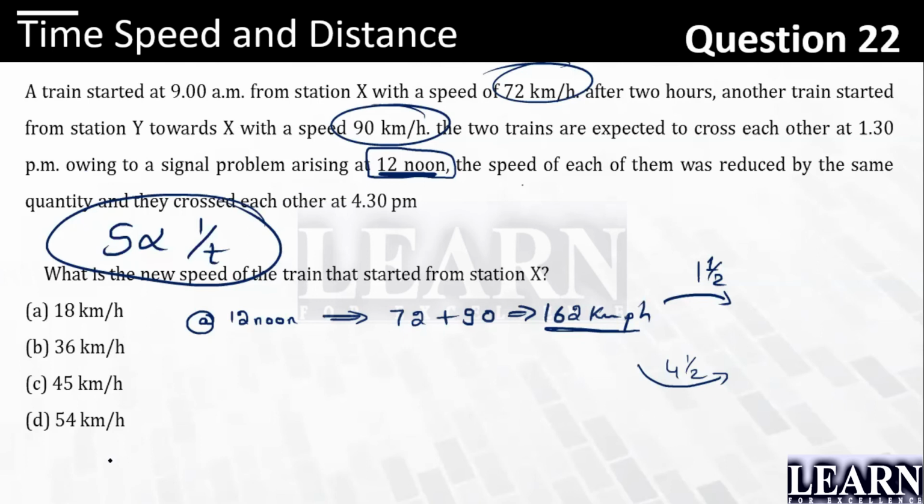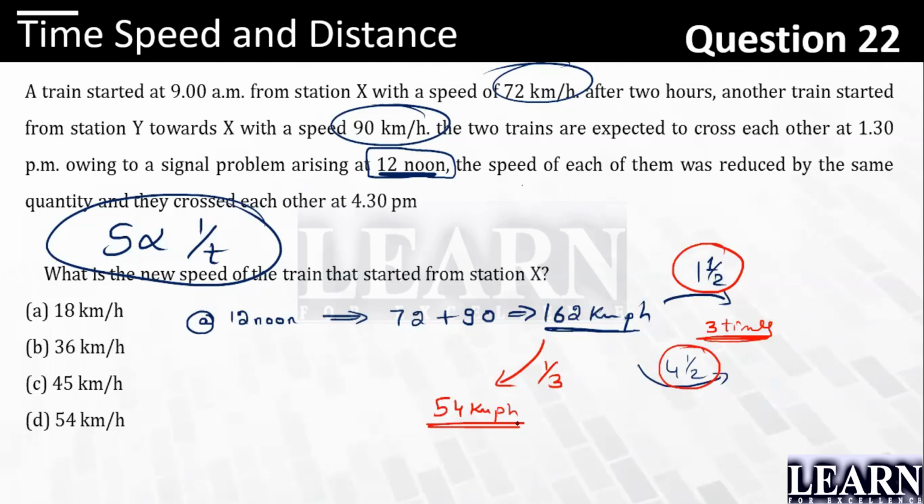Now I'm using the same logic. What these guys are going to do, initially they used to take 1.5 hours to finish from 12 noon. Now instead of 1.5 hours, how much time are they going to take? They are going to take 4.5 hours. It means they are going to take 3 times. If they are going to take 3 times, speed will get reduced to 1/3, because the time has become 3 times. So what is 1/3? It is nothing but 54 kilometer per hour. This is their new speed.